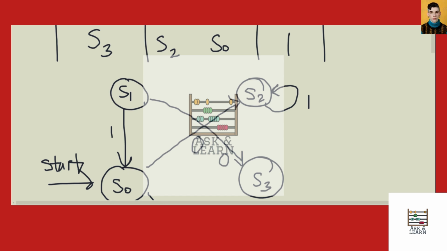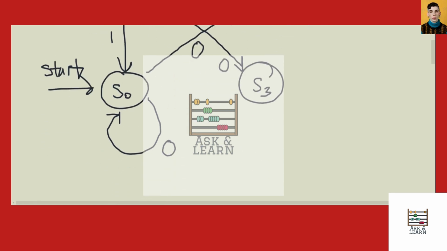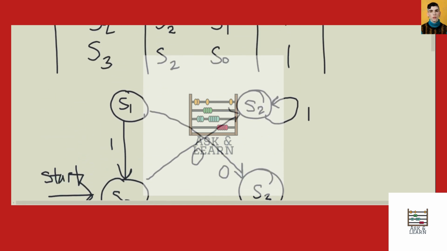My mistake. Okay, so I should be labeling the edges with the inputs. So when we input a 0 at S0, then we return to node S0. And if we input a 1 at S0, then we move to S2. So this should actually be an edge labeled with a 1.